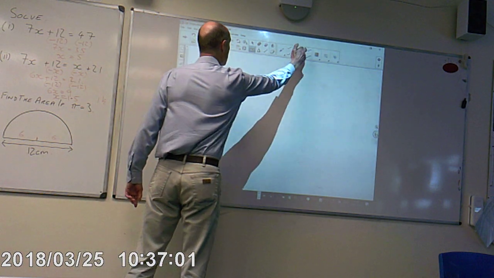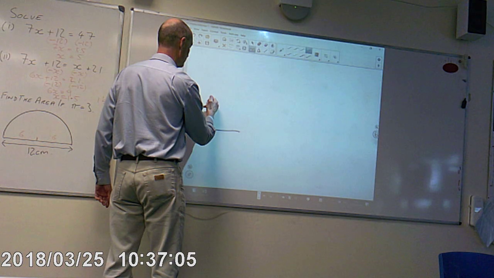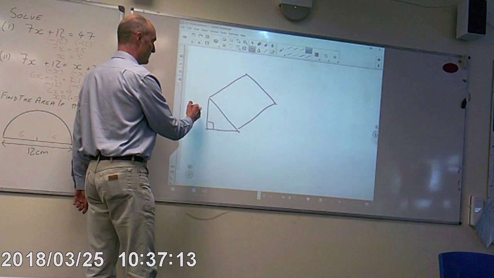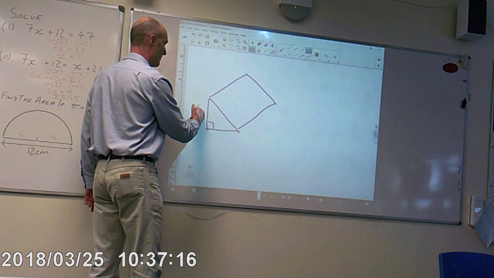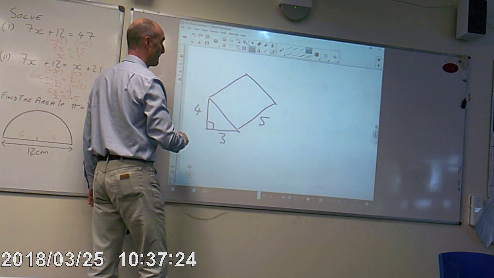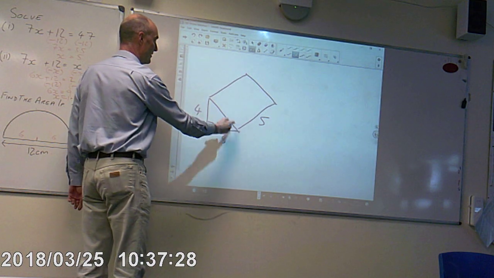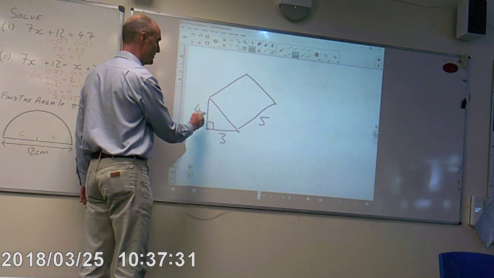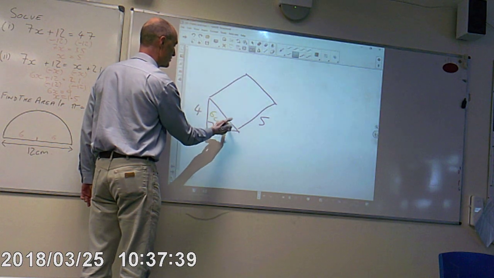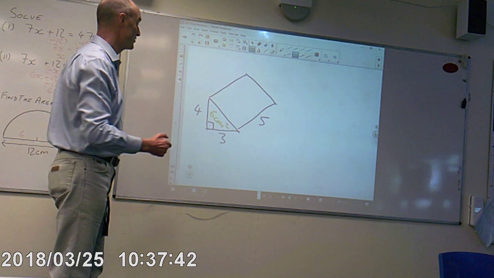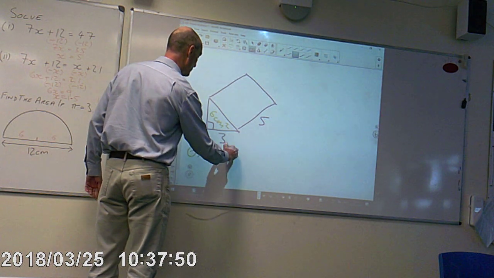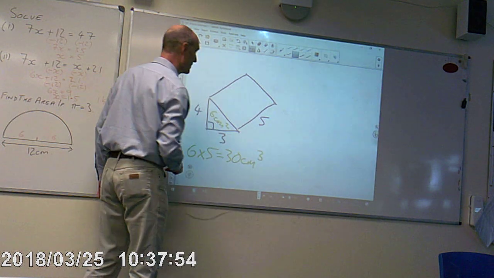Another example. Got a triangle. Make it simple. Keep it a right angle triangle. So we could have 4 centimetres by 3 centimetres. We'll make that 5 centimetres again. What's the area? The triangle at the end, 3 times 4, which is 12, but half of that, so again it's going to be 6 centimetres squared for the area. So the volume is just going to be that area multiplied by the length, so it's going to be 6 times 5, 30 centimetres cubed again.